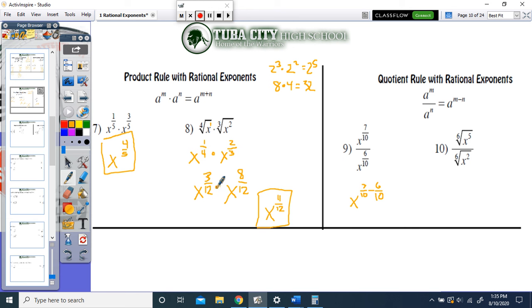Now, I didn't write the same base twice. I could kind of do what I did here and add them, but I wrote 2 bases. But in this case, I'm just going to write the subtraction and keep the same base. So 7 minus 6 is 1 over 10.